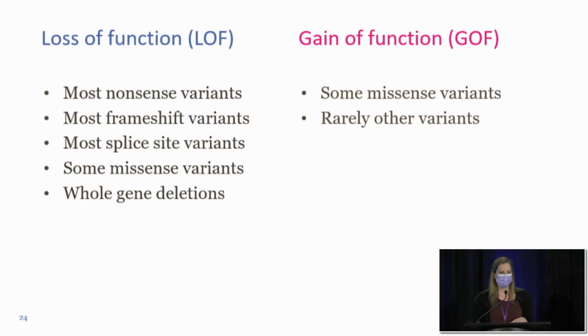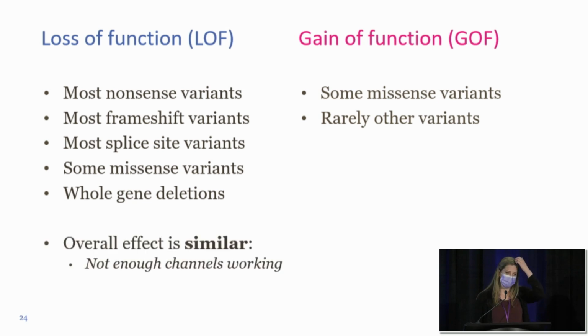When we talk about the different variants, for loss of function, most nonsense, frameshift, and splice site variants are loss of function. Some missense variants are loss of function, and typically whole gene deletions are loss of function. For gain of function, they're almost always missense variants. Not all missense variants are gain of function, but most gain of function variants are missense. But rarely there can be other types of variants that could be gain of function.